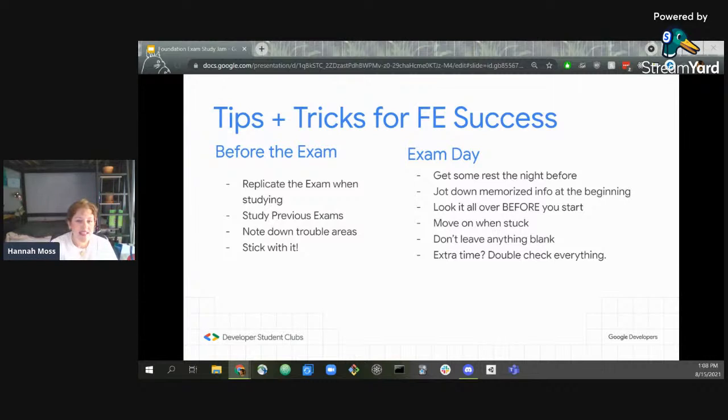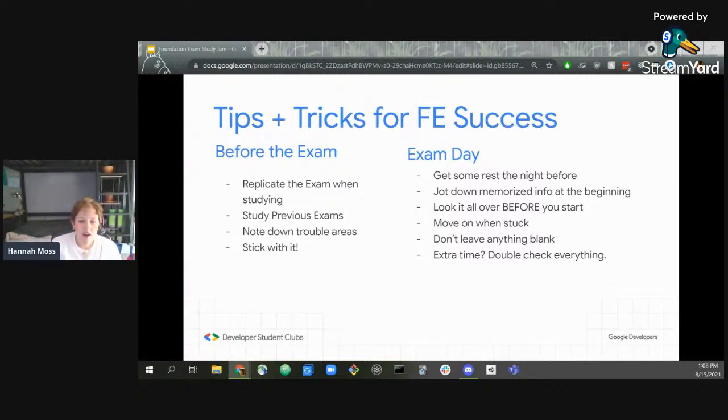And then the next item is don't leave anything blank. So this is a big pointer, because even if you don't fully understand a problem, writing down your mental process and what you're thinking about, and maybe a solution that you're not so sure about, can mean that you get some points where you would get none if you wrote down nothing.